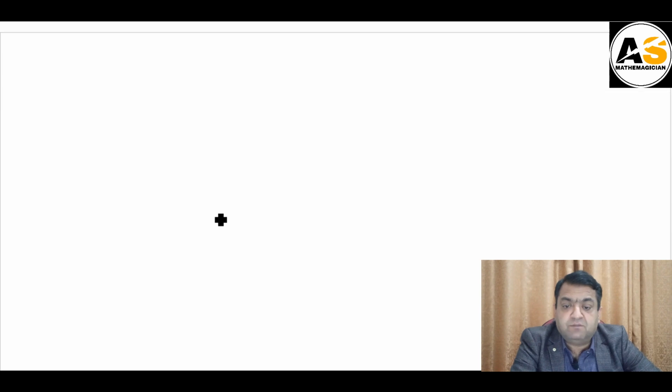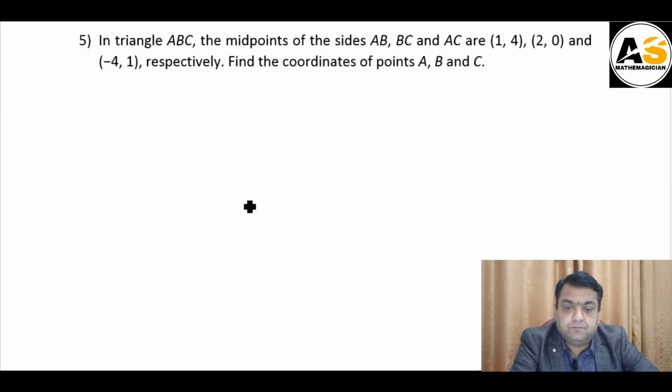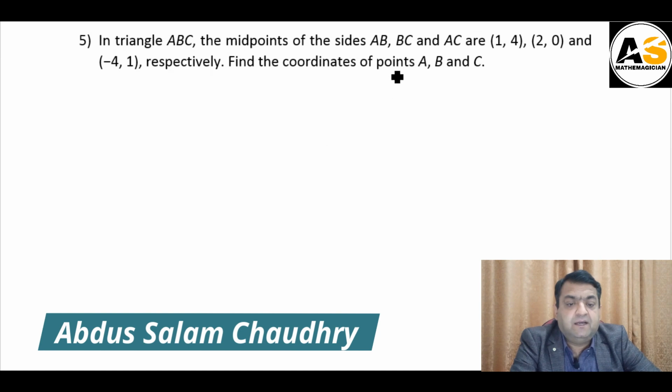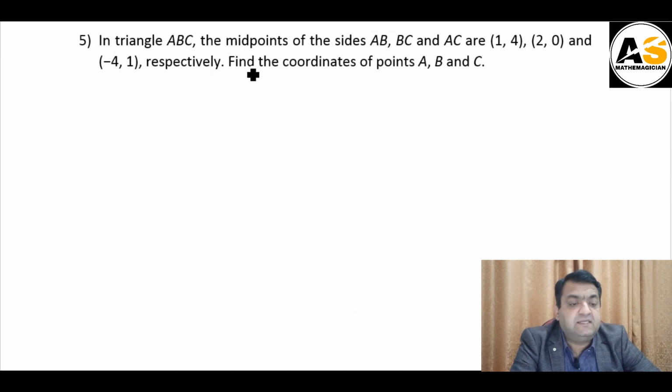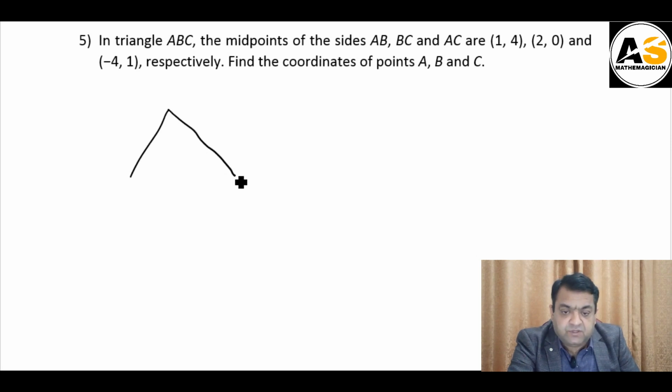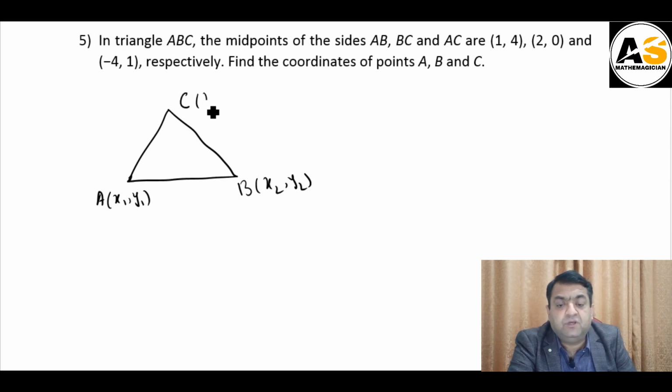Let us move to question number 5 now. In triangle ABC, the midpoints of AB, BC and AC are given, and we have to find the coordinates of A, B, C. Let me explain this with a sketch. I need to find the coordinates of A, I will call them x1, y1. I need to find the coordinates of B, I will call them x2, y2. It is a lengthy question. I will just give you the hint. You will solve it by yourself.